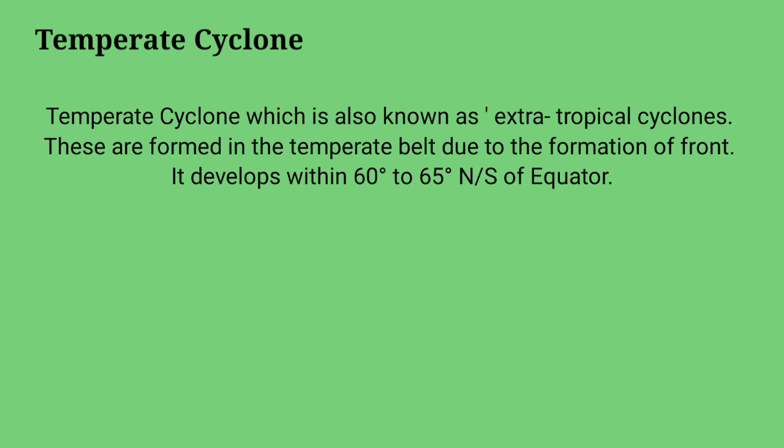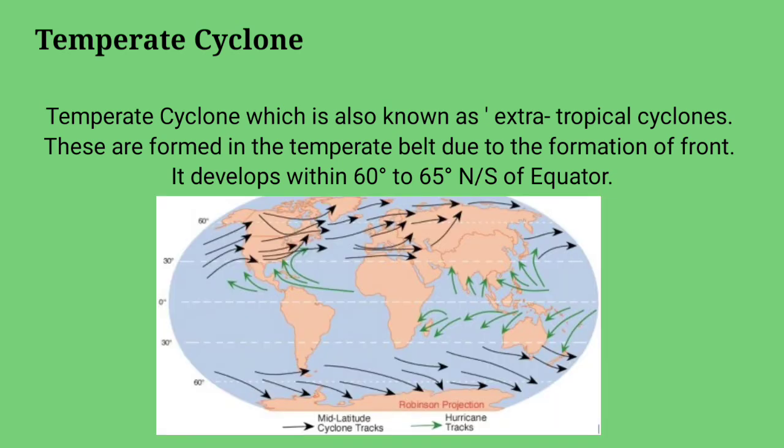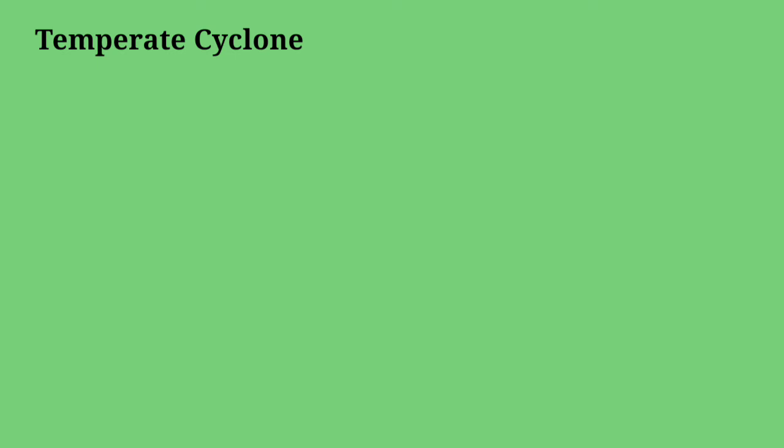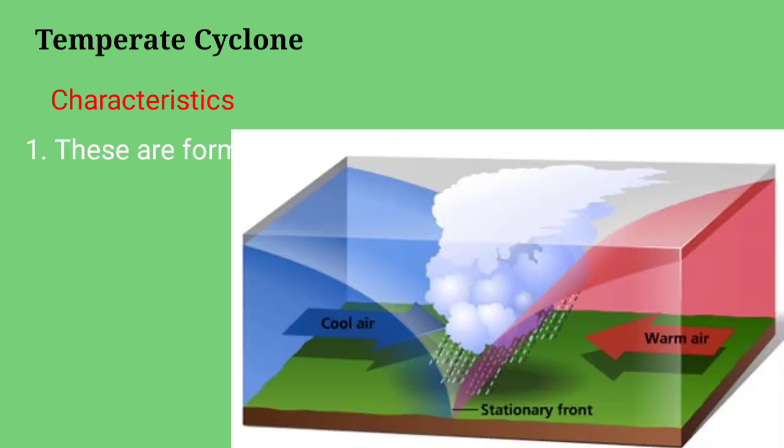So temperate cyclones, which are also known as extratropical cyclones, are formed in the temperate belt due to the formation of fronts. They develop within 60 to 65 degrees north and south of the equator. Now let us see the characteristics of the temperate cyclone. First of all, a temperate cyclone is of frontal origin.